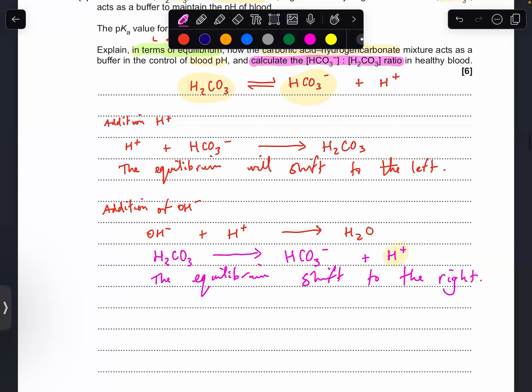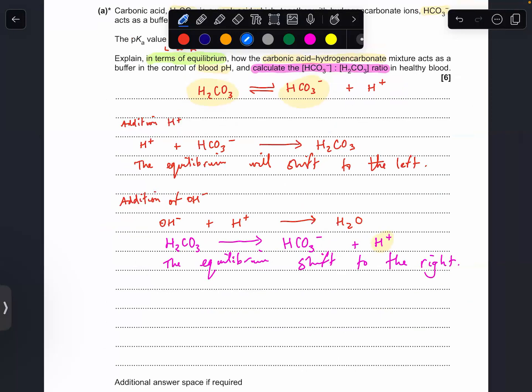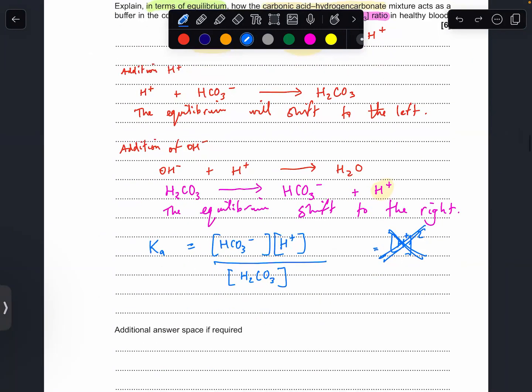Now, in terms of the ratio, what's going on here? Let's use a blue pen. For the Ka expression for a buffer solution, we use HCO3 minus times H plus over H2CO3. Does this equal H plus squared? No, it doesn't, because these two concentrations are not the same as each other. We've got a large reservoir of the conjugate base there. That's why. Anyway, I'm just testing you there.